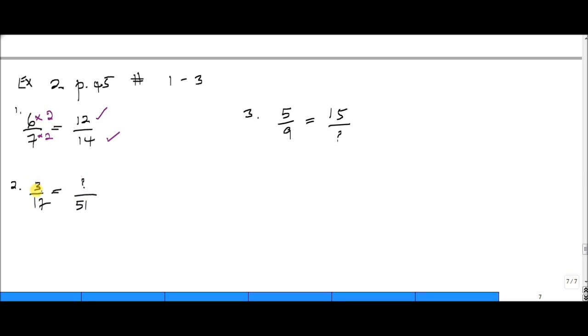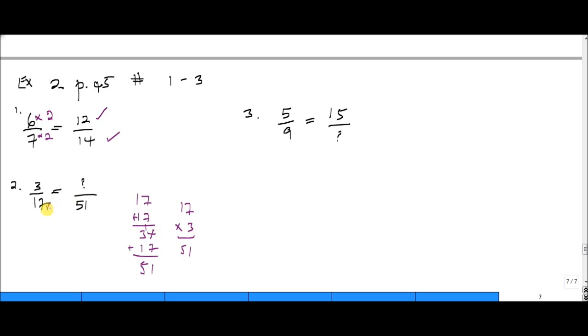So they have 3 17ths is equal to something over 51. What did they do to 17 to get it to 51? What factor did they multiply by? 17 times 2 would give you 34. And if we add 17 more to that, we have 51, which is the same as saying 17 times 3. Okay, so 17 times 3 would give you 51.